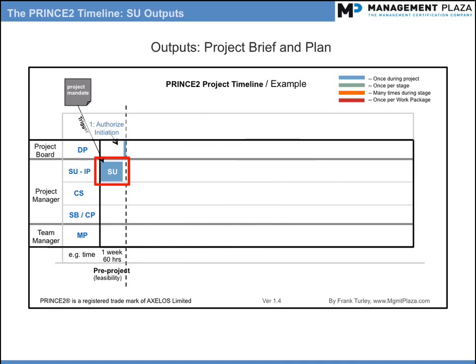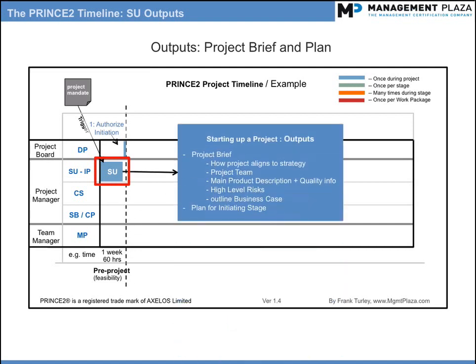Starting up a project outputs. The main outputs of this SU process are the project brief, which contains the outline of the business case, the project product description, which can be a 1 to 2 page description of the main product being produced. And we can also have other information like how the project aligns with the organization strategy, high-level positions in the project team, high-level risks, and so on. Then we have the initiation stage plan, which is a plan for the initiation stage.